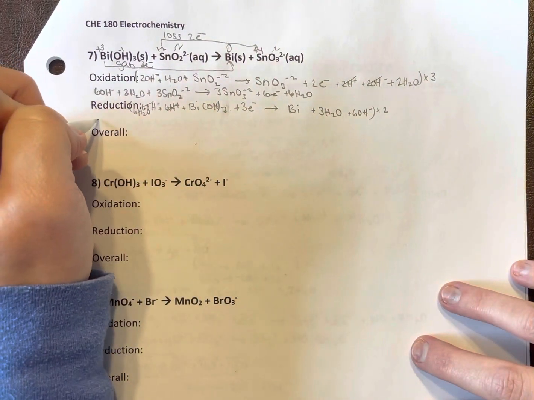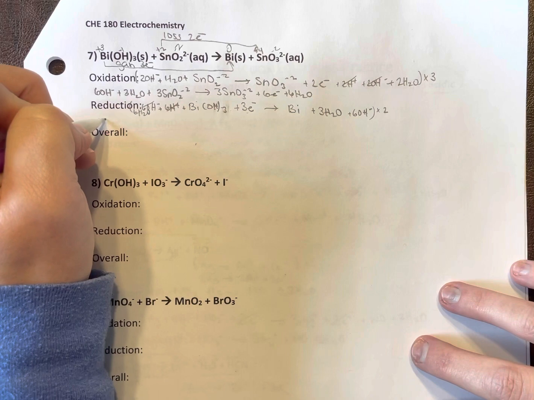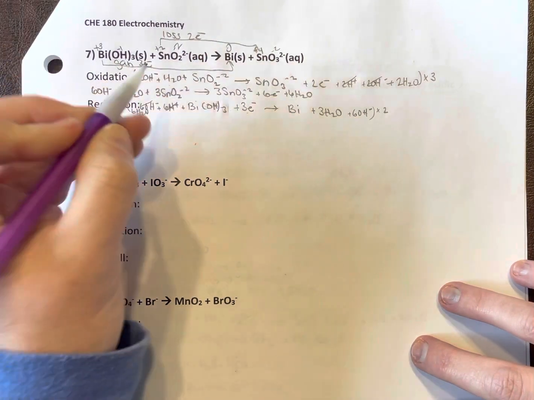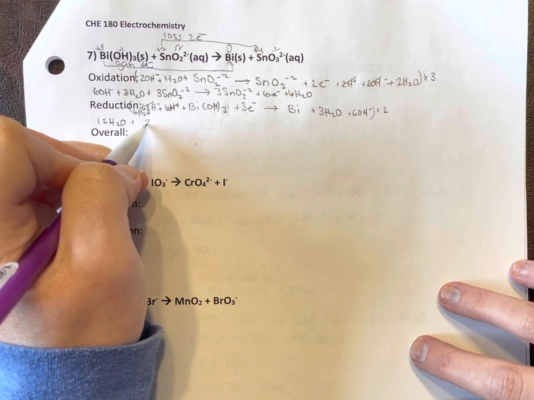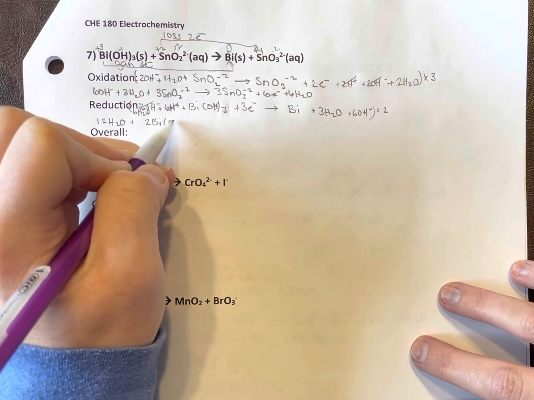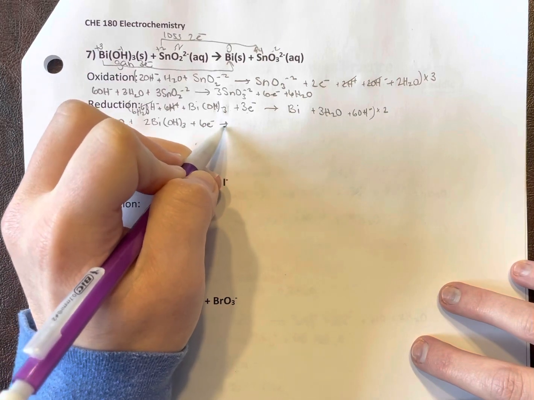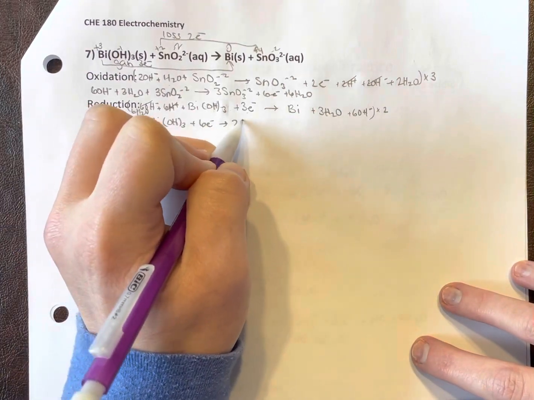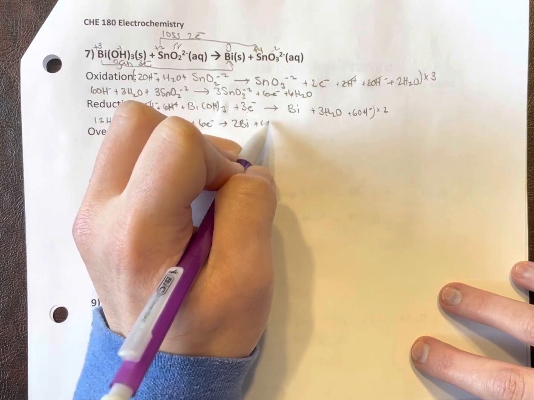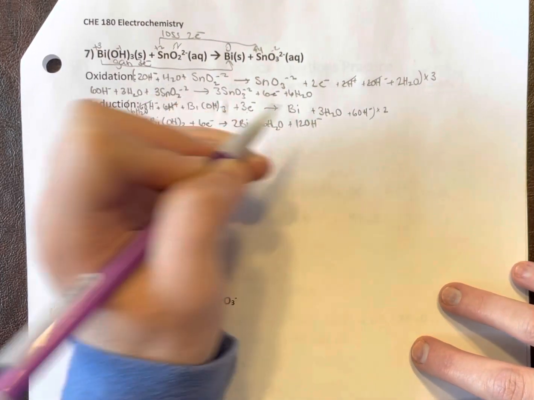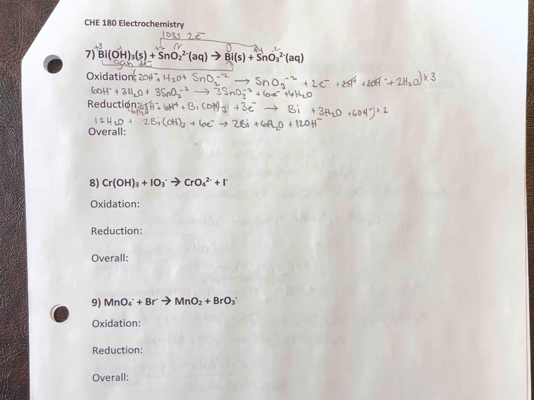This is all by 2, so that gives me 12 waters, 2 bismuth hydroxides, 6 electrons, 2 bismuth, 6 waters, 12 OH minus. Okay, so now we're ready to put all this together.